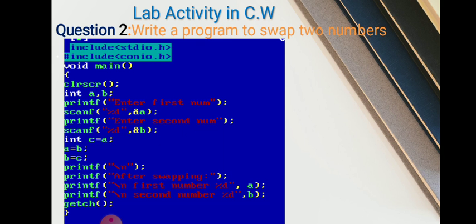Now b is again getting c's value. So what was the initial value of c? c was holding a's value, that was 10. So now b will get 10 and a will get 11.